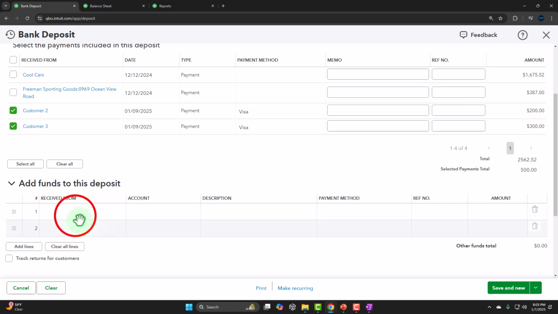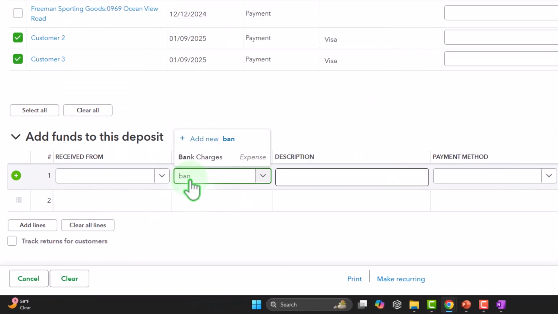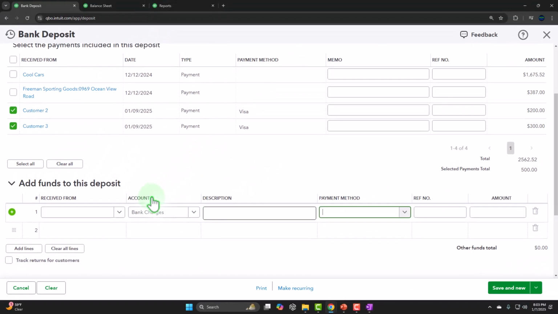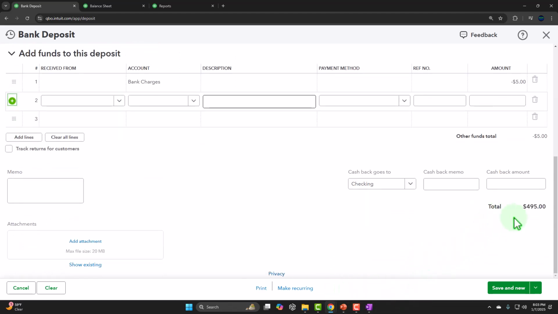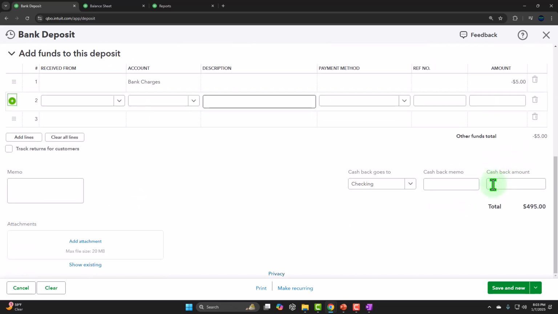So then if I go down, maybe there was a fee in it as well. So that would go into bank service charges. And we might say, well, what if they took out $5? Let's say $5 was removed. That means we only got $4.95, right? Because we deposited these two, 500 minus $5.